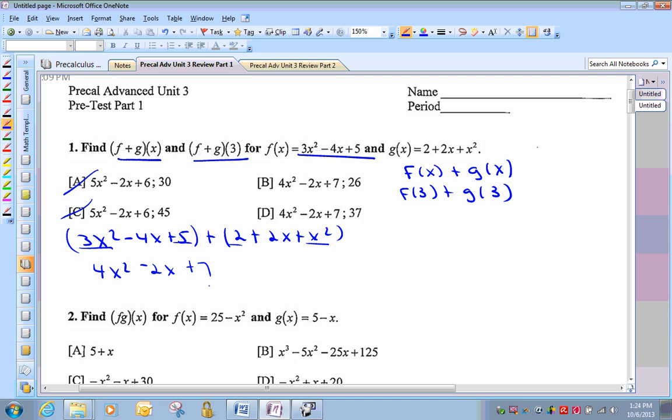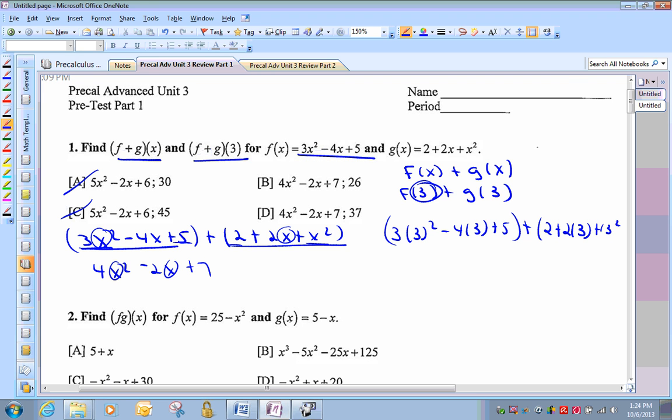All right, so now we have that, so now let's decide about the 3. So we're going to take 3 and plug it into this, and take 3 and plug it into this, and then add them. I think since we have already added these two together, you could have added the equations together and then just plugged in the 3 for these x's. Let's just try it out to make sure. So the first one, we would have 3 times 3 squared minus 4 times 3 plus 5. And we'd be adding to that 2 plus 2 times 3 plus 3 squared.